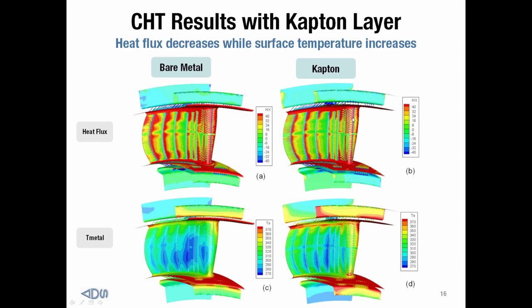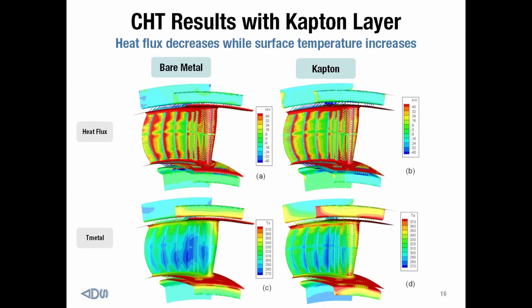And so after we developed the new technology to implement this, we got this solution. And just looking at the heat flux, on the left-hand side, we have the old bare metal solutions. And on the right-hand side, we have these new solutions with this Kapton layer implemented. And looking at the heat flux, you can see much larger areas of green. The heat flux has gone down quite a bit.